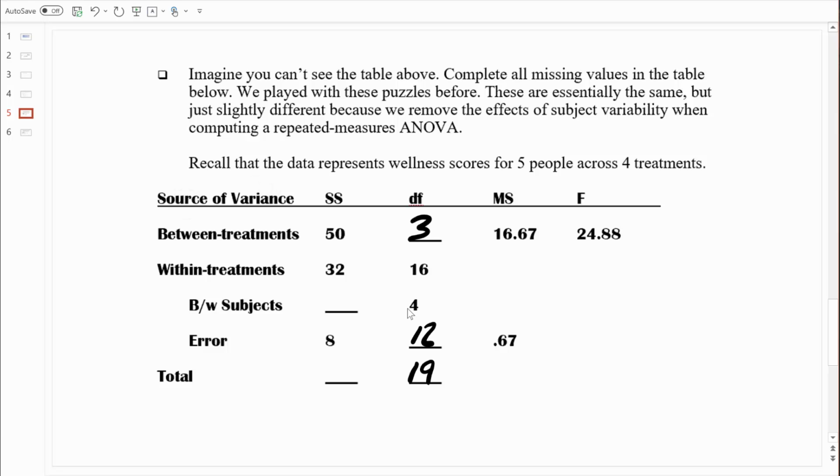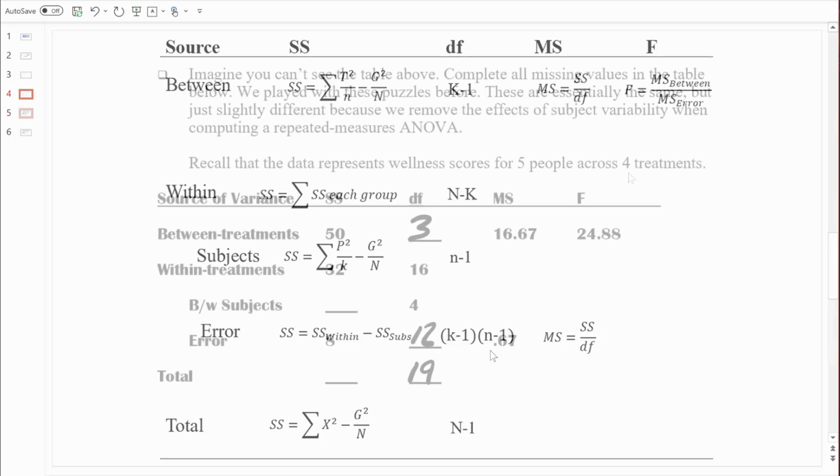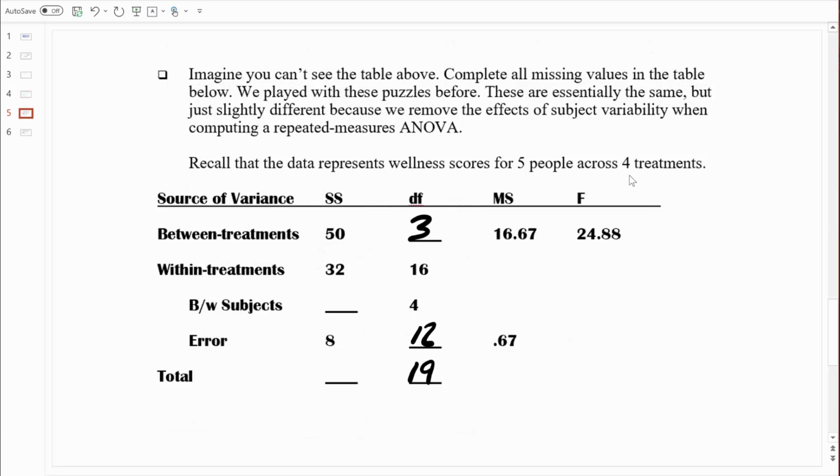Let's check that value because there's another formula that we can use to compute it. Let's remind ourselves by looking at the formulas. Here's that other formula that I was just talking about for degrees of freedom error. We can take the number of treatment groups minus 1 and multiply that by the number of people that were measured minus 1. There were 4 treatment groups. 4 minus 1 is 3. And there were 5 people who were measured. 5 minus 1 is 4. 4 times 3 is indeed 12. So no matter what formula we use to compute it, we're getting the same answer, so that means we're on the right track.